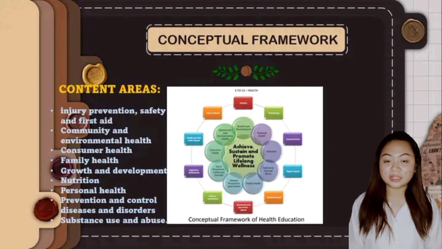Next is personal health. Dapat napapractice or na-improve natin yung mga physical, mental, social, and moral-spiritual health para ma-avoid or ma-manage natin yung personal health issues and concerns natin. Next is prevention and control of diseases and disorders. It involves the prevention and control of both communicable and non-communicable diseases and disorders through the development of health habits and practices. And lastly is substance use and abuse.